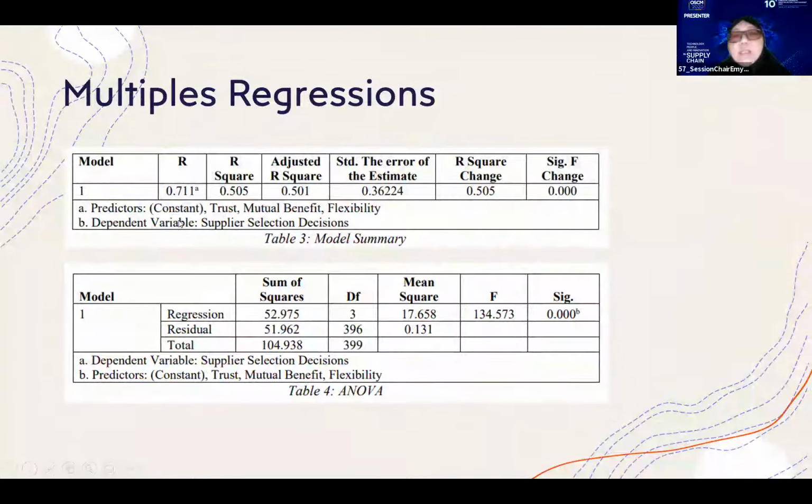So basically, we have a significant model with a very good 51% of R squared. So basically, it's quite a good model. And then we finally found that as a group, they are good predictors.